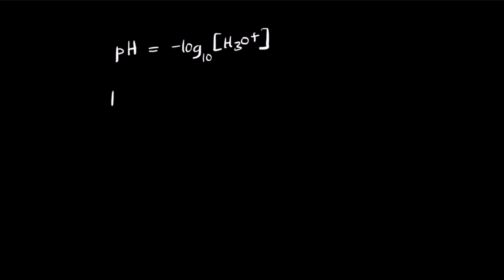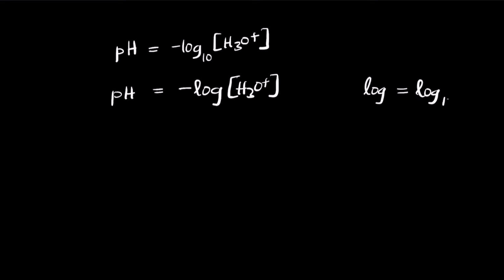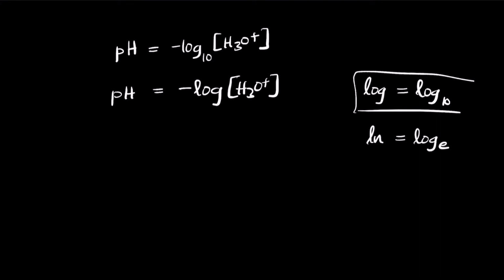So pH values are generally simply written as negative log of H3O+, understanding that log refers to log base 10. Remember that when you write ln, it refers to log base e, but we do not use ln here, we use log here. So this is the pH scale.